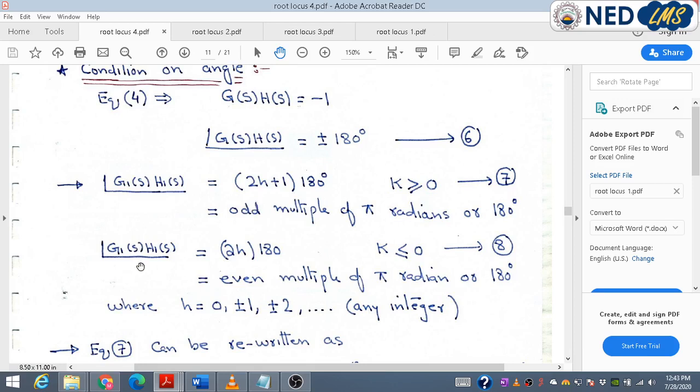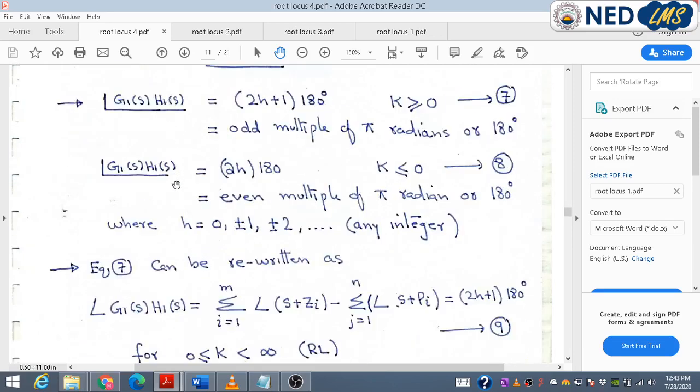The second angle condition is G1(s)H1(s) is equal to 2h times 180 degree. Once again, h may take any integer value. The angle is either 0 degree or an even multiple of 180 degree. Suppose we have this outcome like 0 degree, if the value of h is 1, this would be 360 degree, which means we are measuring the same angle after a 360 degree rotation.